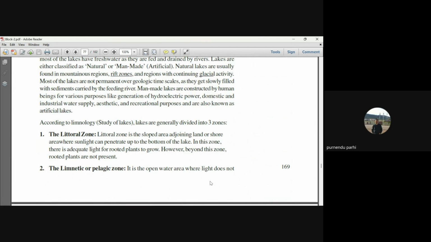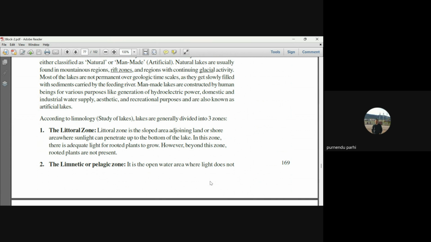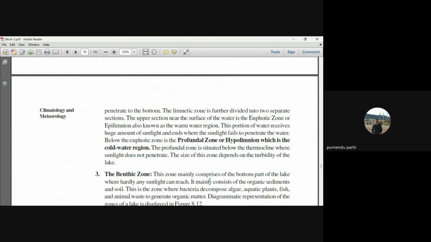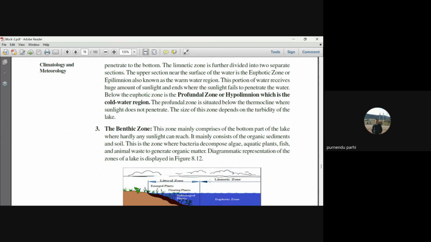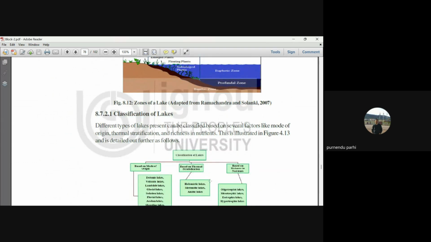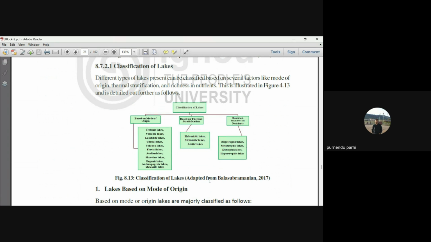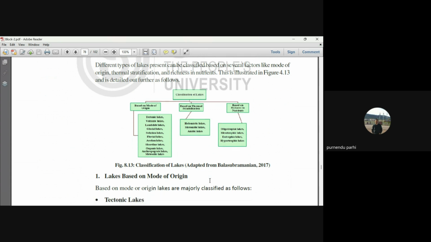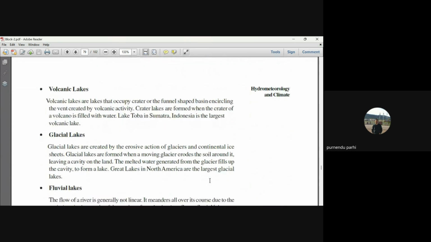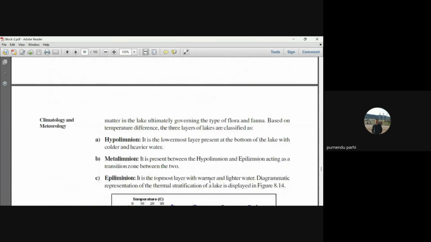Then similarly, you have lakes. According to the limnology study of lakes, lakes are generally divided into three zones: the littoral zone, the limnetic or pelagic zone, then the benthic zone. The lakes are also divided by classification: based on the mode of origin, based on thermal stratification, and based on richness in nutrients. So lakes are divided into different types. These you can read.